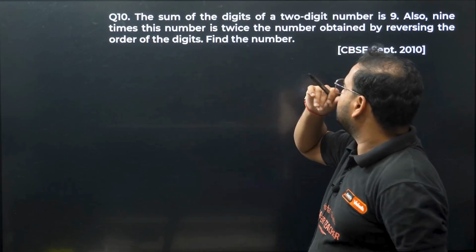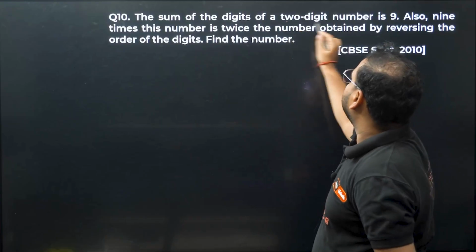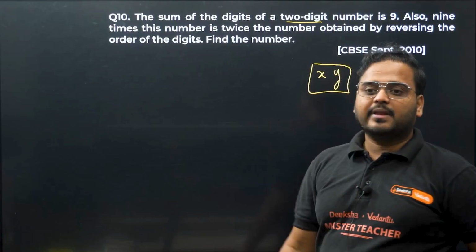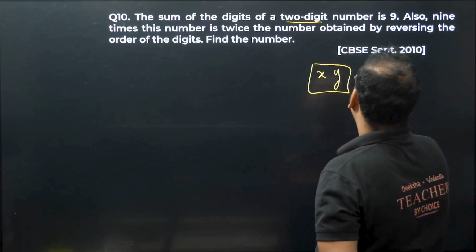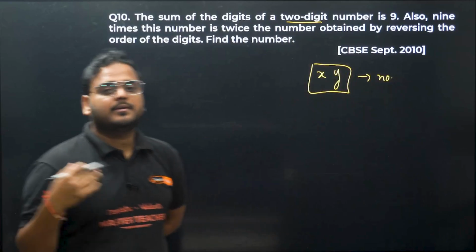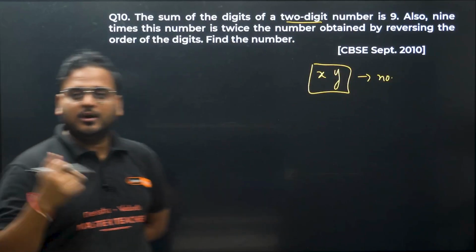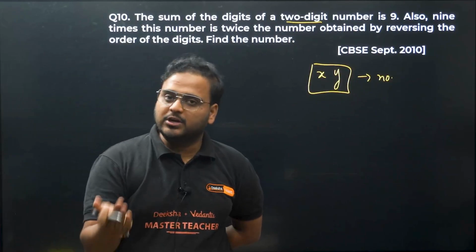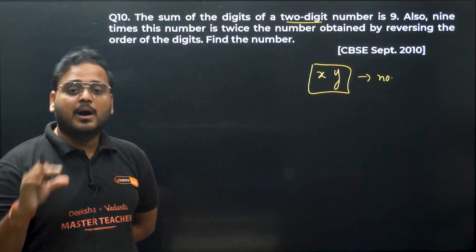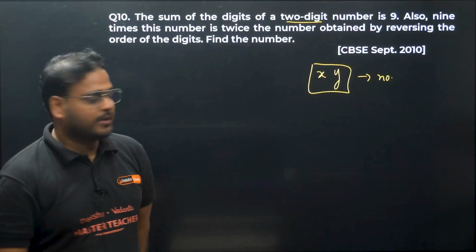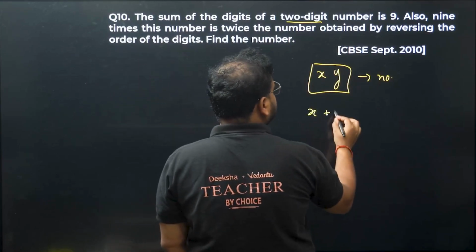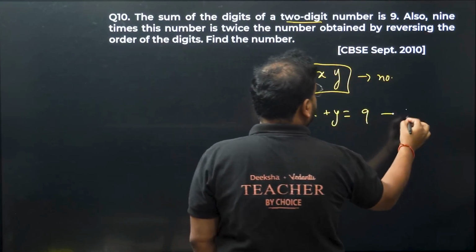So the sum of digits of a two-digit number, let's call the number xy. This is my number. How are you going to write that? Let the number be xy, with x in the tens place and y in the units place. Follow the steps given in NCERT very strictly for the marking scheme. It's very, very important for the boards. So they're saying sum of the digits. It means x plus y is 9, my first equation.